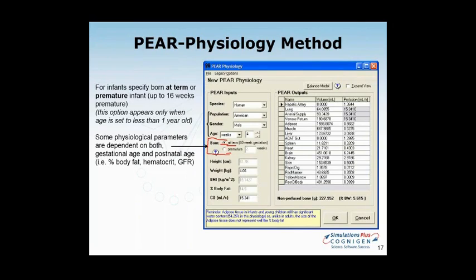So that was all looking more at the PBPK physiology. So tissue sizes, blood flows, tissue compositions. We'll go into the enzymes and transporters in the second part of the talk, but this was more about the overall tissue ontogeny.